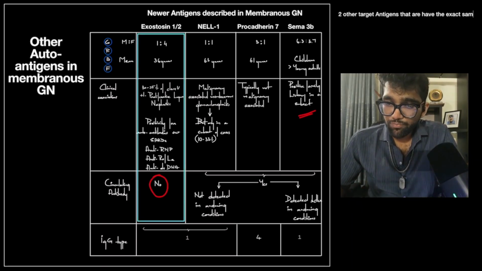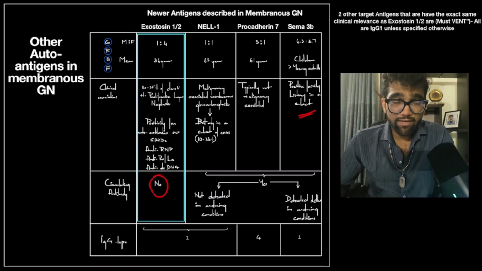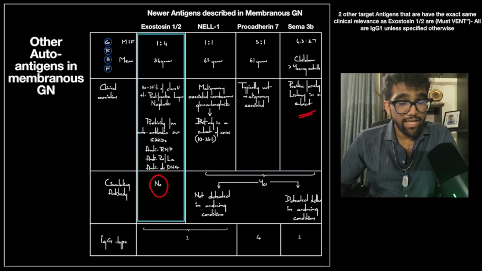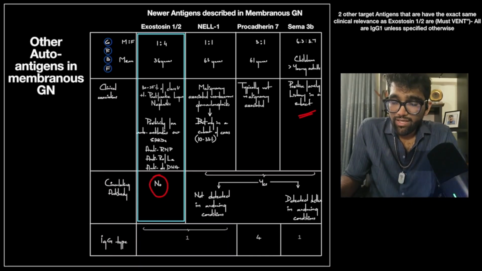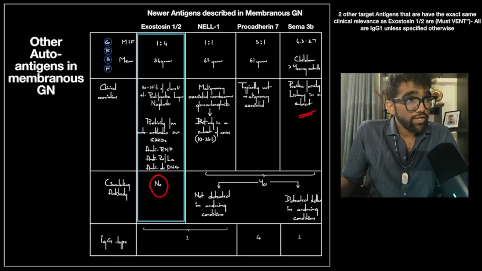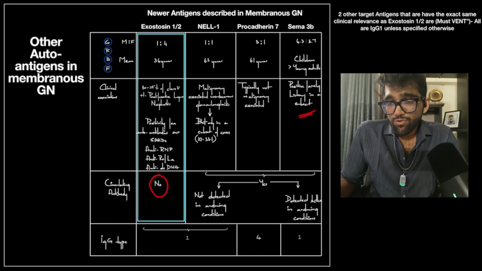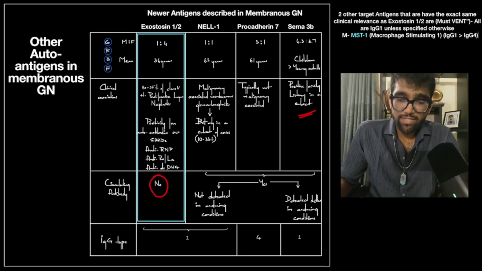Now there are two other target antigens that have been described in SLE membranous nephropathy, other than exhaustion. Actually, not two. There are five others. Okay. So I use a mnemonic, that is I must vent because I get frustrated and it's boring to remember this. So all are IgG1 subtype, just like exhaustion 1 and 2, unless I specify otherwise. Okay. So what does must vent stand for?